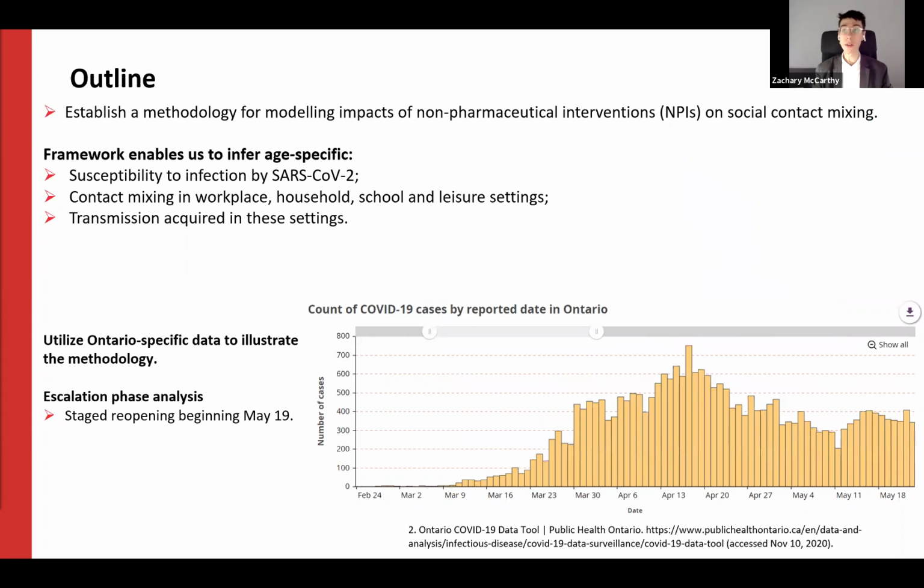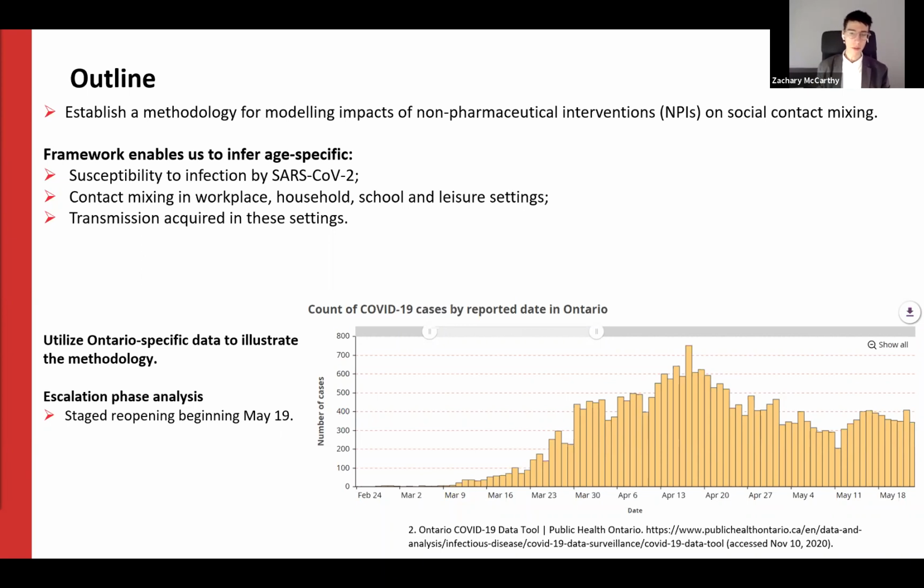To address this question, we develop a general framework that accounts for different key epi-parameters. In particular, we look at the age-stratified susceptibility to infection and the location-specific mixing. So we look at contact mixing in workplace, household, school, and community or leisure settings, and we assess the transmission acquired in these 4 settings. The methods in the framework that we present here are general, but we've applied them to the province of Ontario.